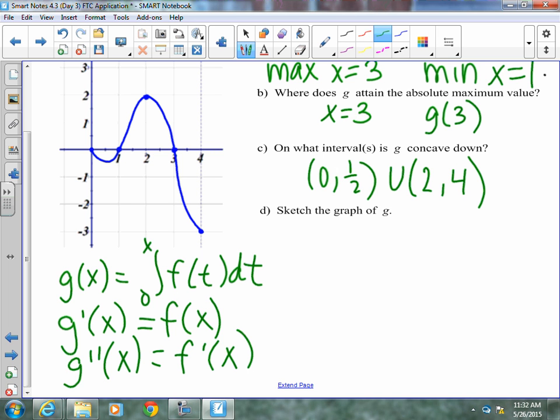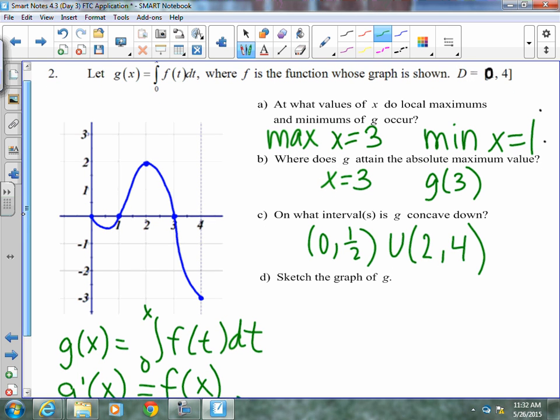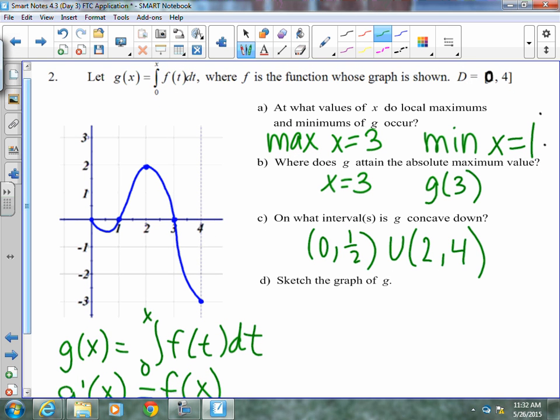And they want us to sketch a graph of this. All right. Based on what we know, this graph is concave down from 0 to 1/2. We also know that it is a negative value, and it reaches its maximum at 4, and its minimum at 1. So it's going to look something like this.